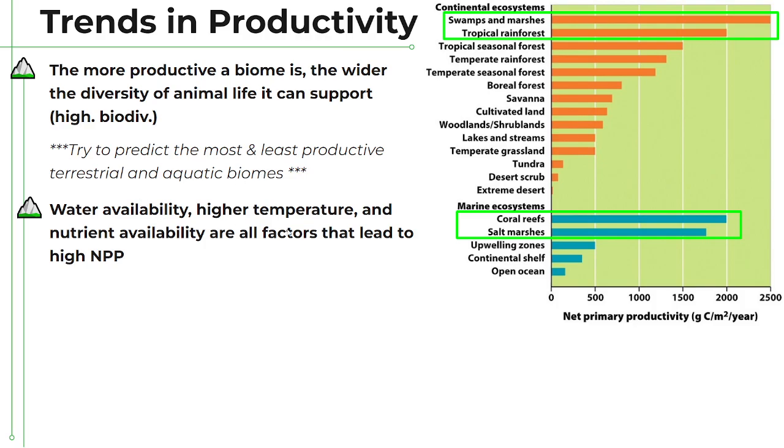So the things that are going to factor into this are going to be water availability and higher temperature, as mentioned before, which is why tropics are going to be more suited for high primary productivity, but also nutrient availability. In places like swamps and marshes, you're going to have a lot of breakdown of organic material, a lot of decomposition, and that's going to create a lot more readily available nutrients that can be used in those areas.